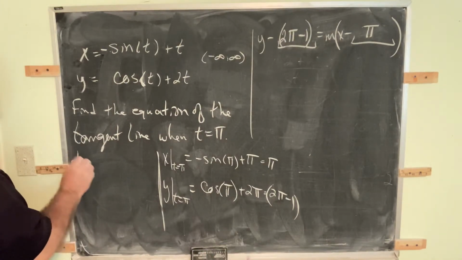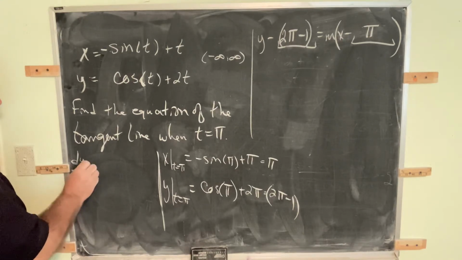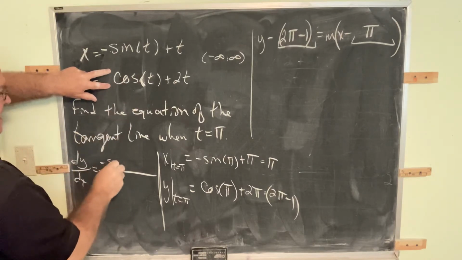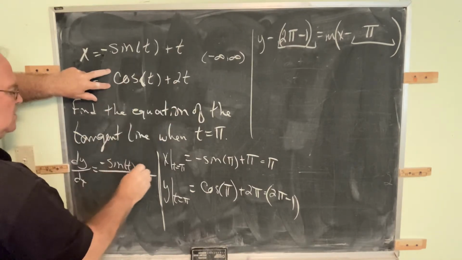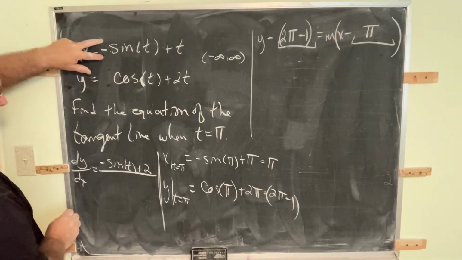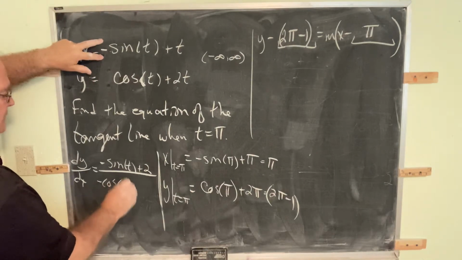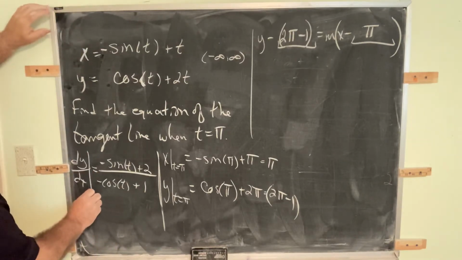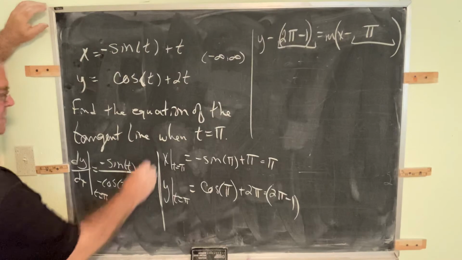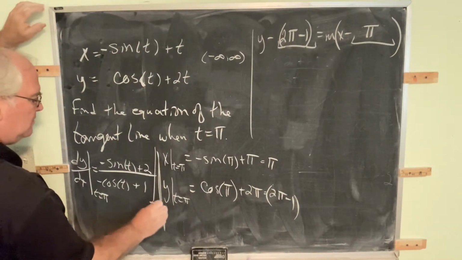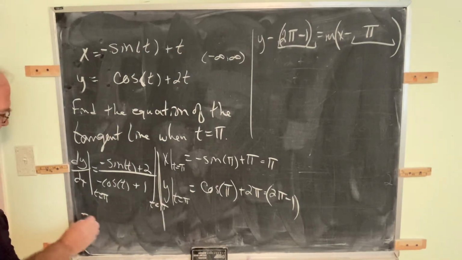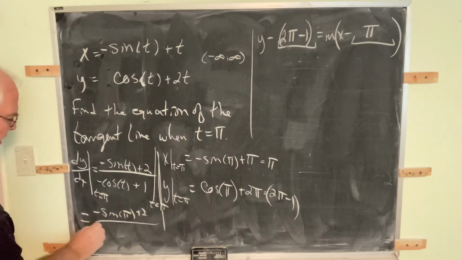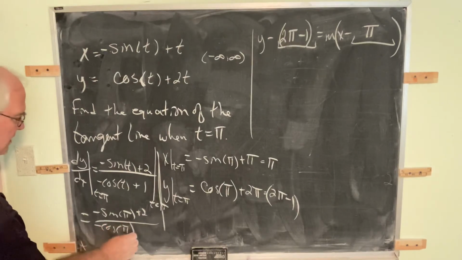So we need dy/dx. The derivative of y: well, the derivative of cosine is negative sine, plus 2. The derivative of negative sine is negative cosine of t, and then plus 1. And then we want to evaluate that at t equals pi. So that's negative sine of pi plus 2, negative cosine of pi plus 1.